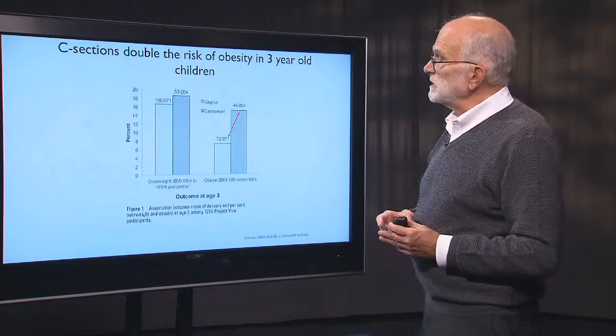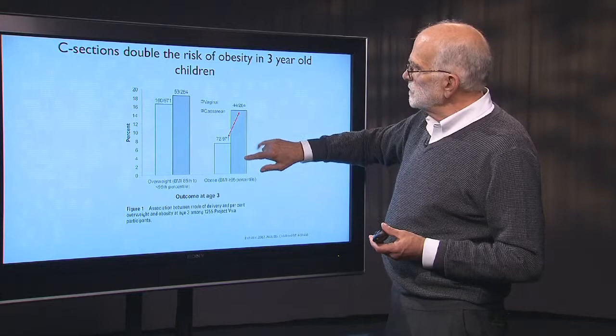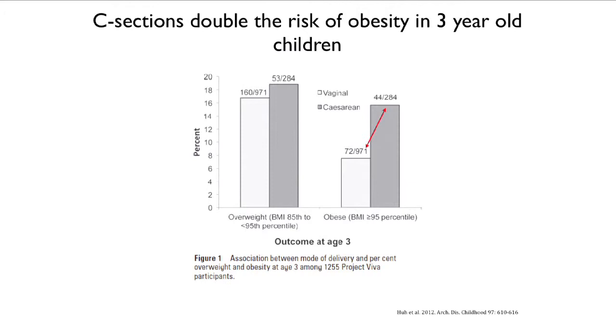So here is the change in the risk of obesity in three-year-old children. These children were delivered vaginally. These children here were delivered with cesarean section. Okay, so this is the comparison just for overweight, and then this is for truly obese. This is where their body mass index is in the top 5%.